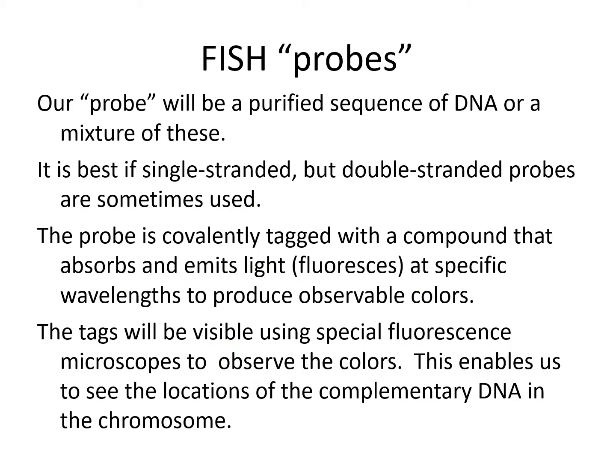Our probe might be a purified sequence, just one, or it sometimes is a very complex mixture of sequences, depending on what you're trying to see. It's best if it's single-stranded, but double-stranded ones are used. It's important to know that it can find its complement in an amazingly complex mixture, and that it's visualized because it's tagged with a compound which emits a color at a particular wavelength. This is observed using very expensive fluorescence microscopes, but it enables us to see the locations of the complementary DNA on the chromosome.